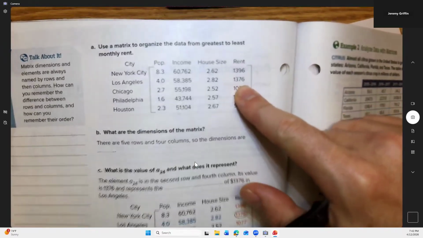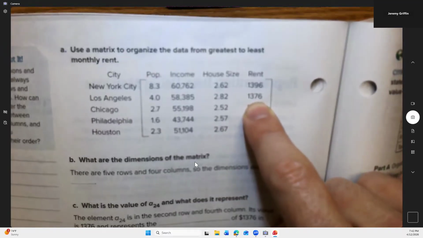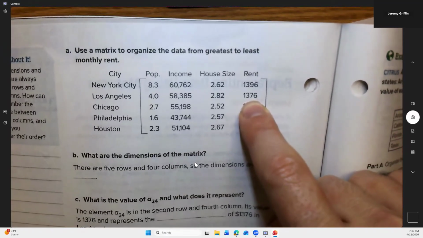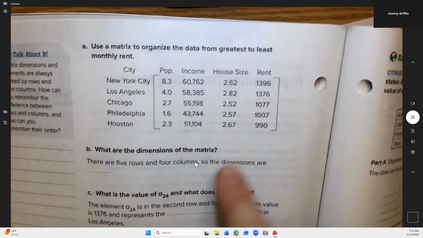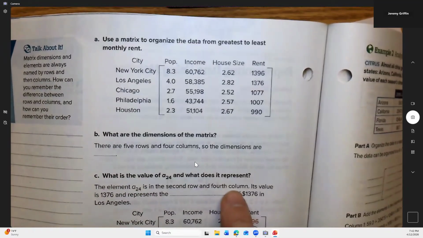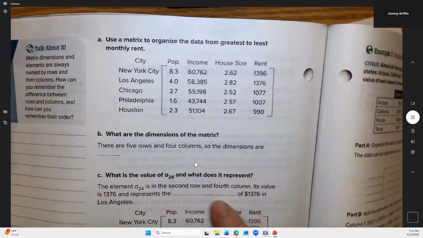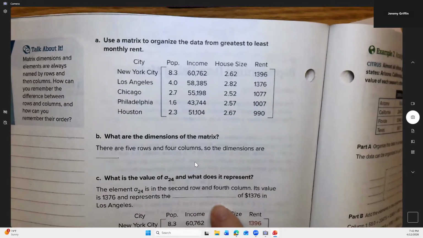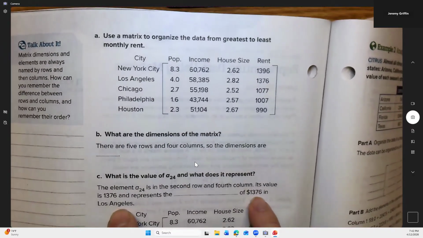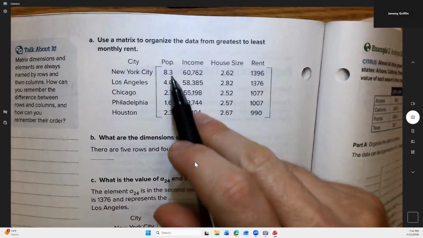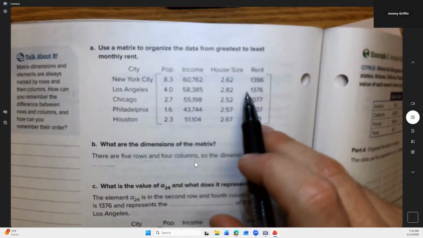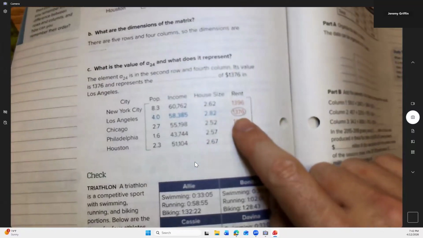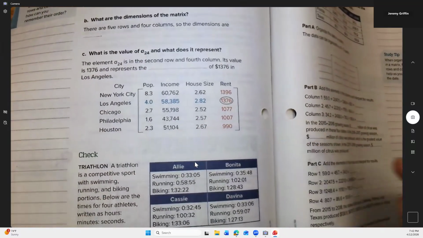So what this means is that rent costs $13.76 in Los Angeles. It's the second row, fourth column. There it is: the rent is equal to $13.76 in Los Angeles. That's exactly it. So 2, 4, there's A24 right there. That's what it means. And they circled it right there. There you go.